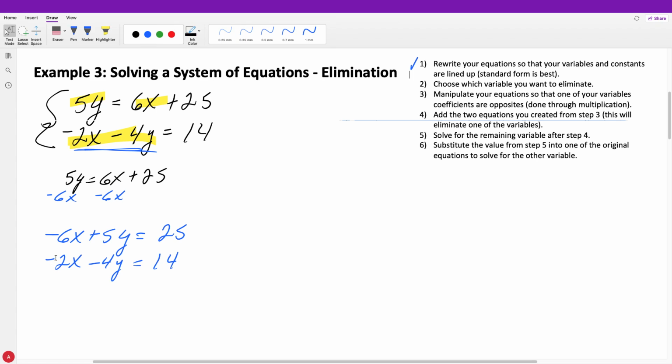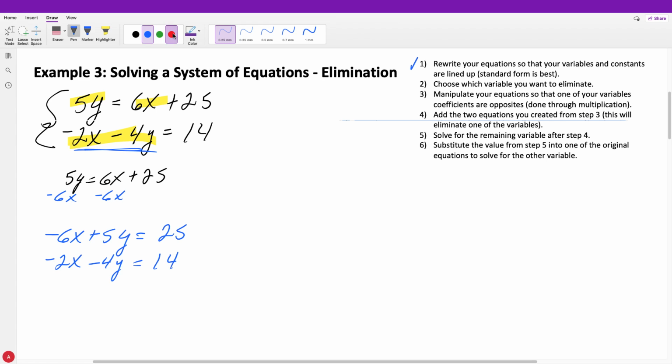All right, so now I'm going to choose which variable I want to eliminate. When I look at this, I do see that my y's are opposite signs, so maybe I want to jump and eliminate the y right away. However, I know that 4 and 5, if I'm going to try and multiply them to get them to opposite numbers, it's not just going to be where I need to multiply one equation. I'm going to have to multiply both 5 and 4, since 4 can't go into 5 an even number of times, or a whole number of times.